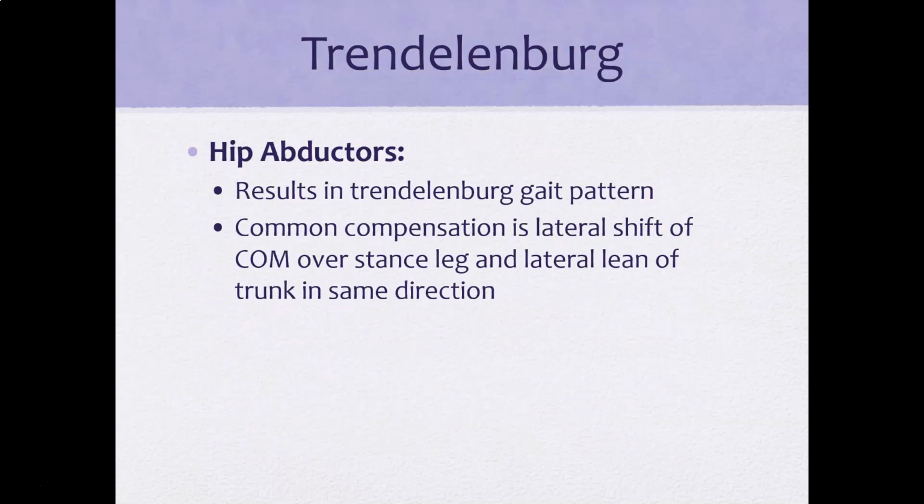Okay, and then one of the most common ones is hip abductor weakness, which results in a Trendelenburg, and that's a common compensation: lateral shift of the center of mass over the stance leg and lateral lean of the trunk in the same direction. So that's the Trendelenburg.